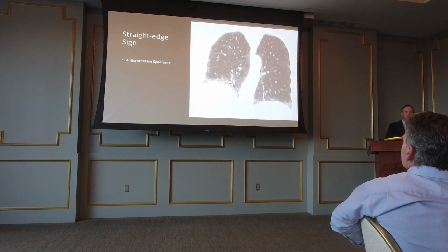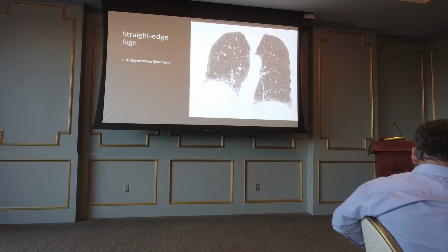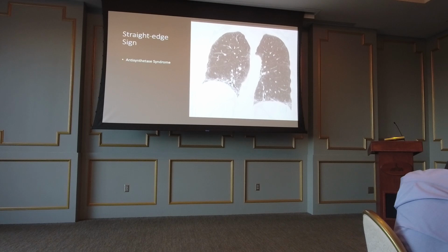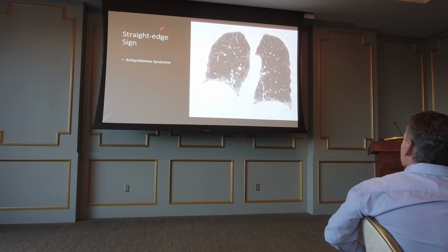Straight edge sign. So this is another patient, they have antisynthetase syndrome. And one thing that I'll say, and this goes along also with the NSIP-OP combination, is these things probably would have been appreciated a long time ago, but we didn't recognize antisynthetase syndrome. And it's in the myositis group, right? So antisynthetase, dermatomyositis, polymyositis. And they all have very similar looks. And this group, the myositis group, is really the one where you see the straight edge sign. And that's this line across with profound volume loss.